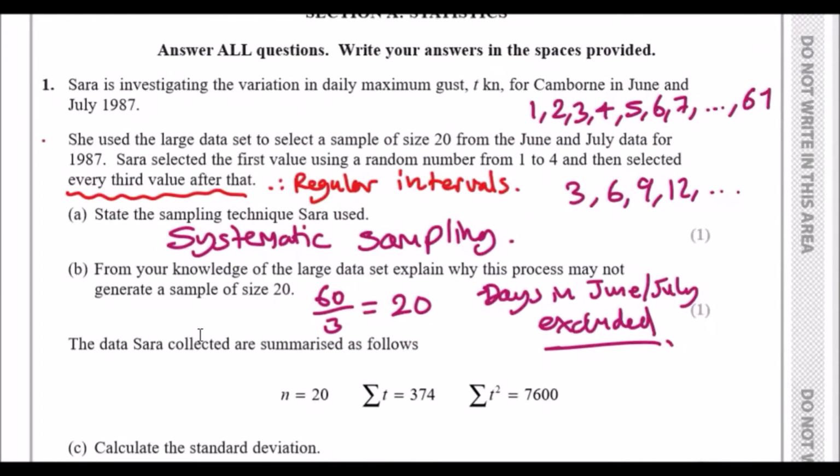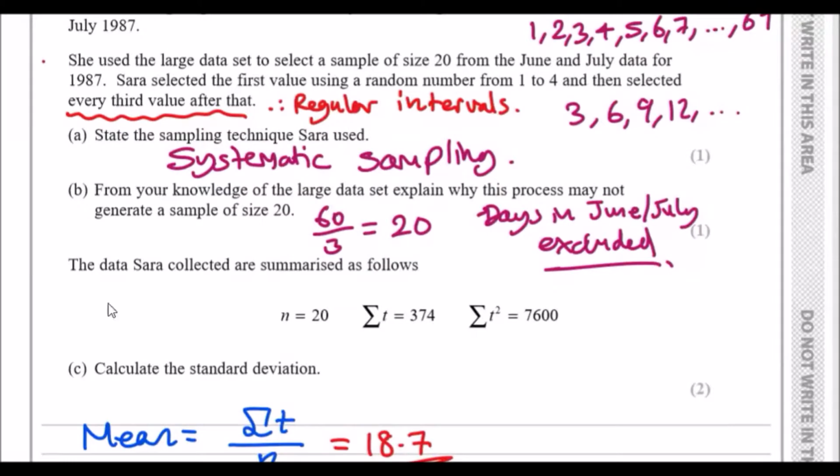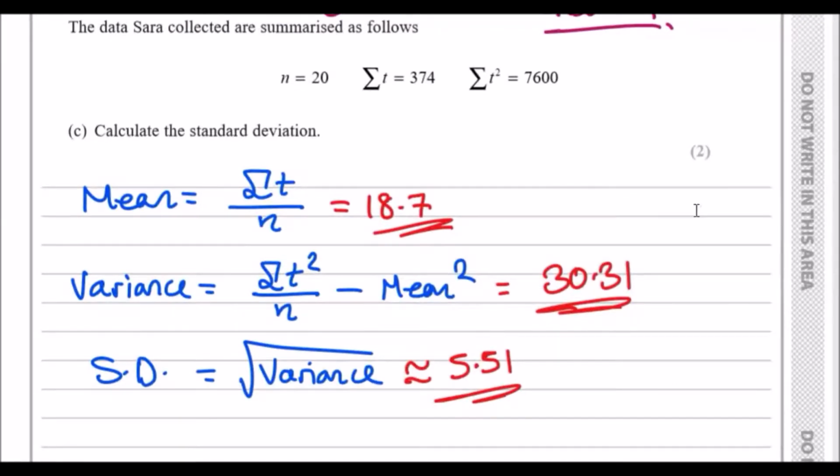The data Sarah collected are summarized as follows. The sample size is 20. The sum of the t values, the daily maximum gust, is 374, and the sum of t squared is 7,600. Now calculate the standard deviation. What I did here is very straightforward. The standard deviation is basically the square root of the variance. The variance is the sum of t squared over the sample size, minus the mean squared. And the mean is the sum of t over n. I just calculate each one and plug it in as I go along.